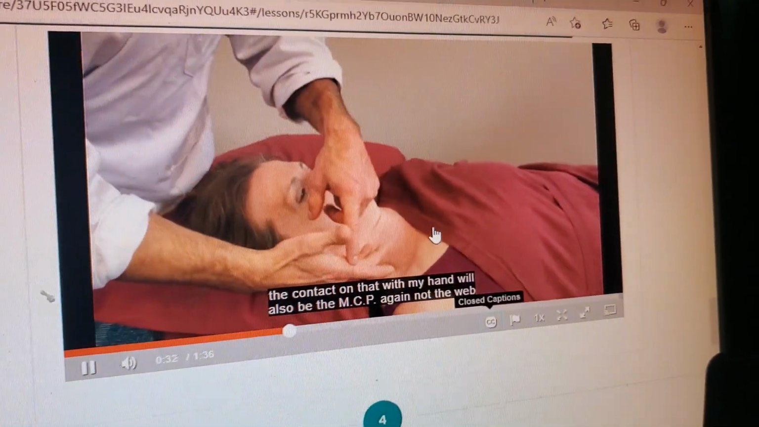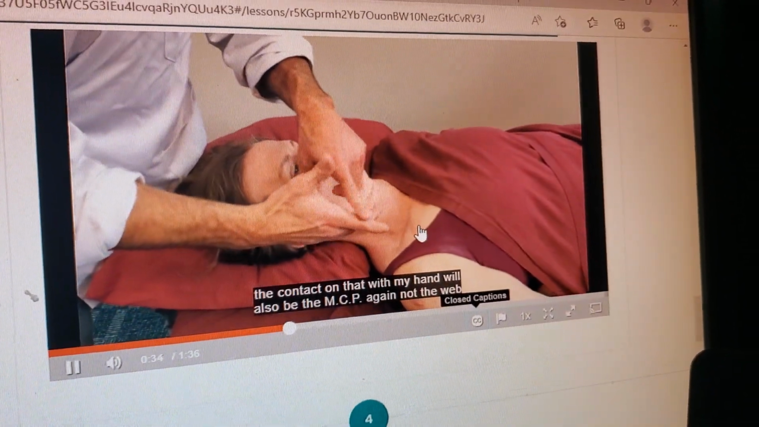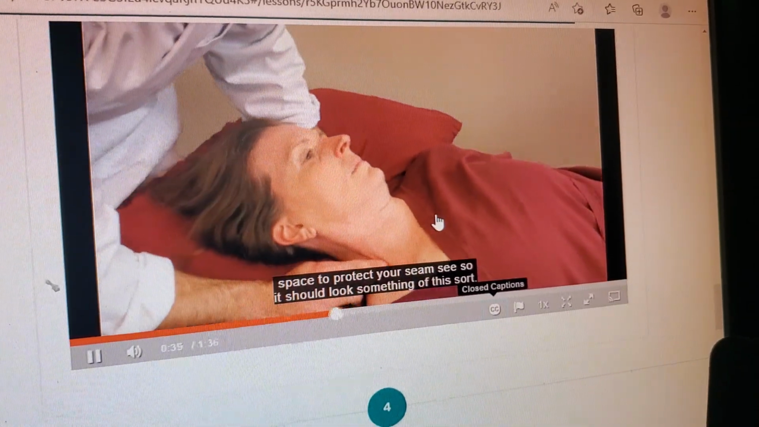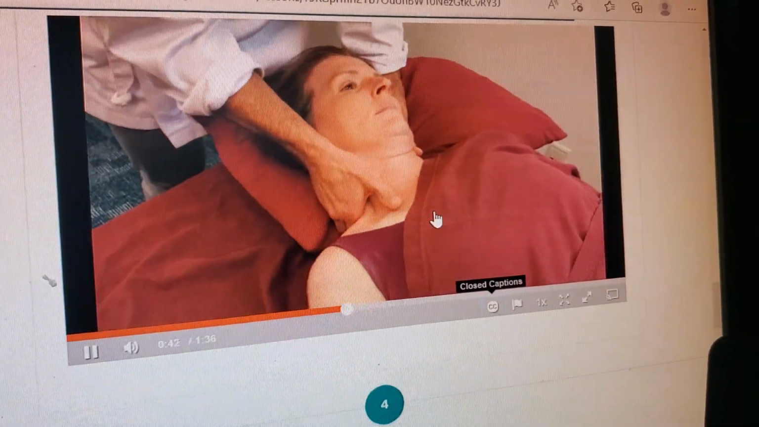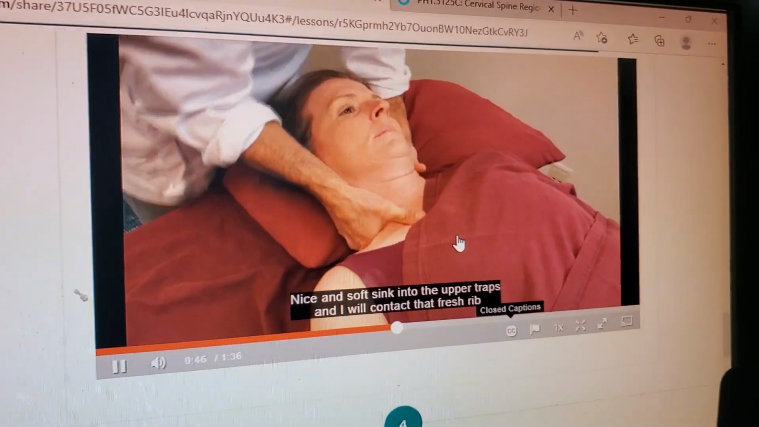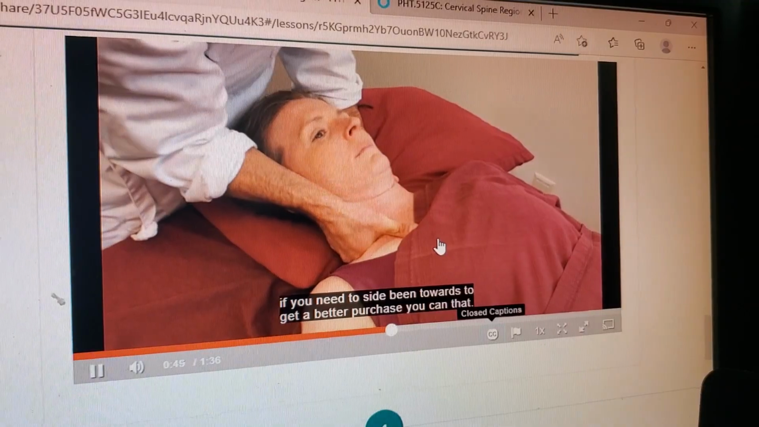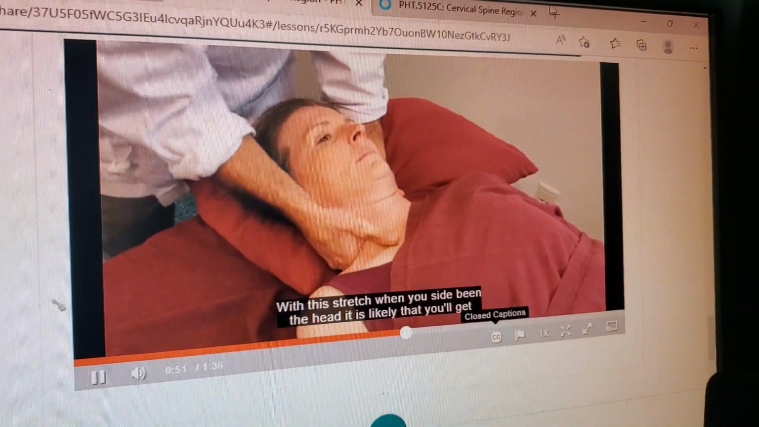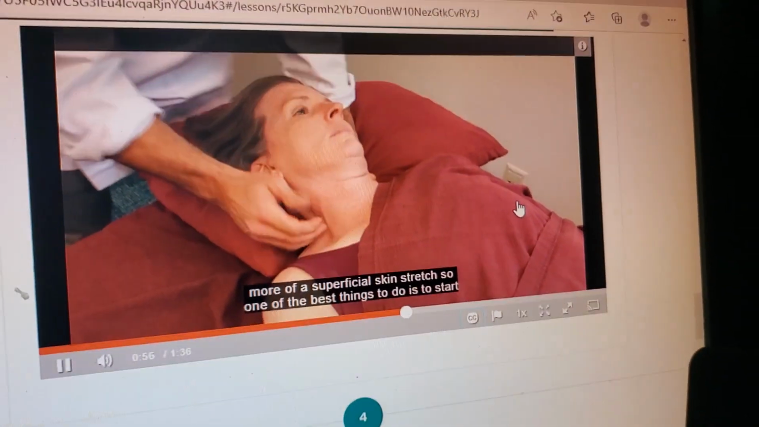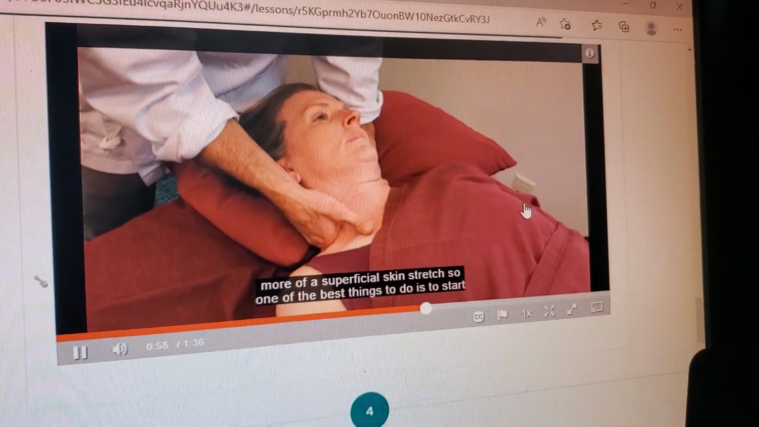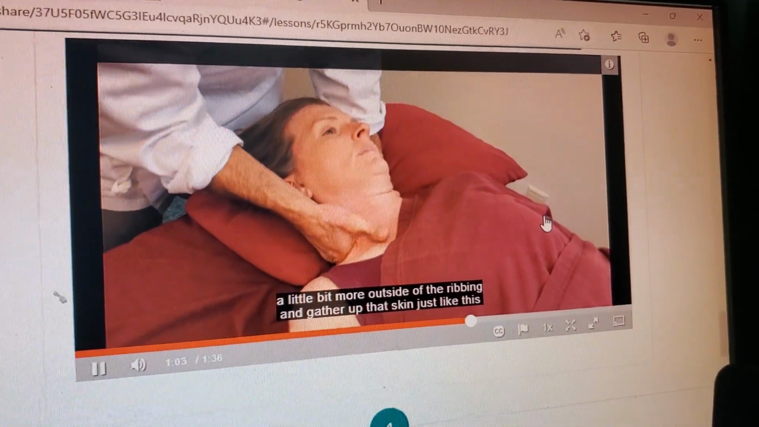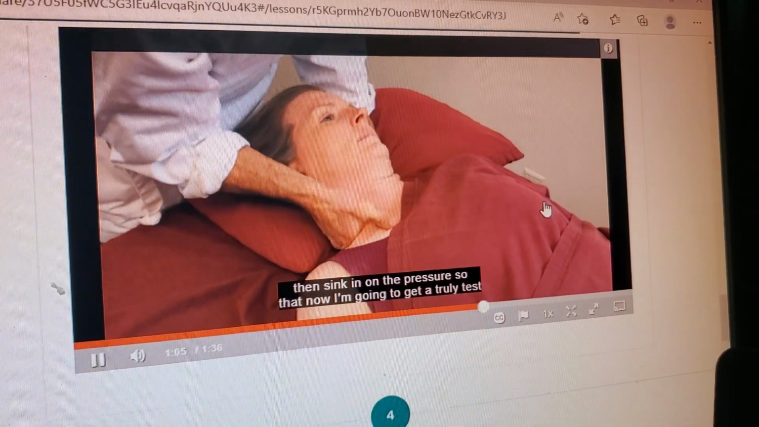The contact on that with my hand will also be the MCP. Again, not the web space, to protect your CMC. So it should look something of this sort. Nice and soft, sinking through the upper traps. And I will contact that first rib. If you need to side bend towards to get a better purchase, you can there. With this stretch, when you side bend the head, it is likely that you'll get more of a superficial skin stretch. So one of the best things to do is to start a little bit more outside of the rib and gather up that skin just like this, then sink in on the first rib.